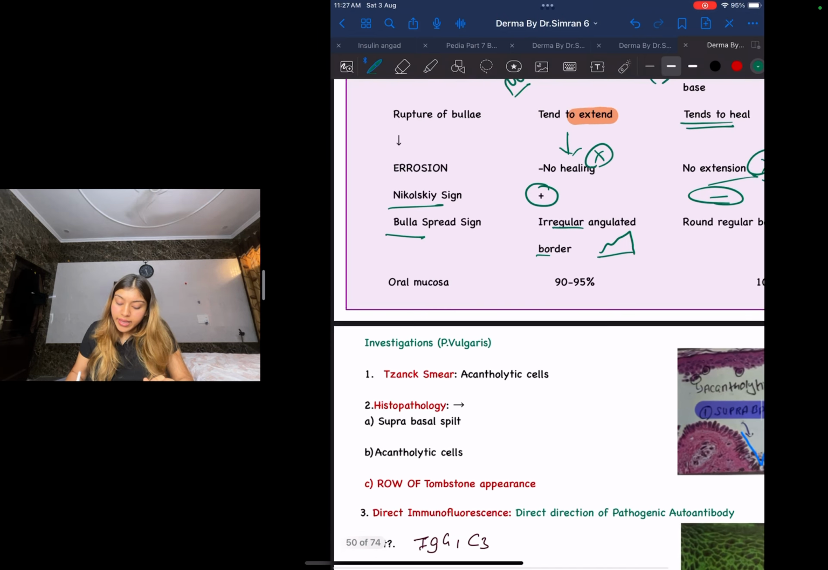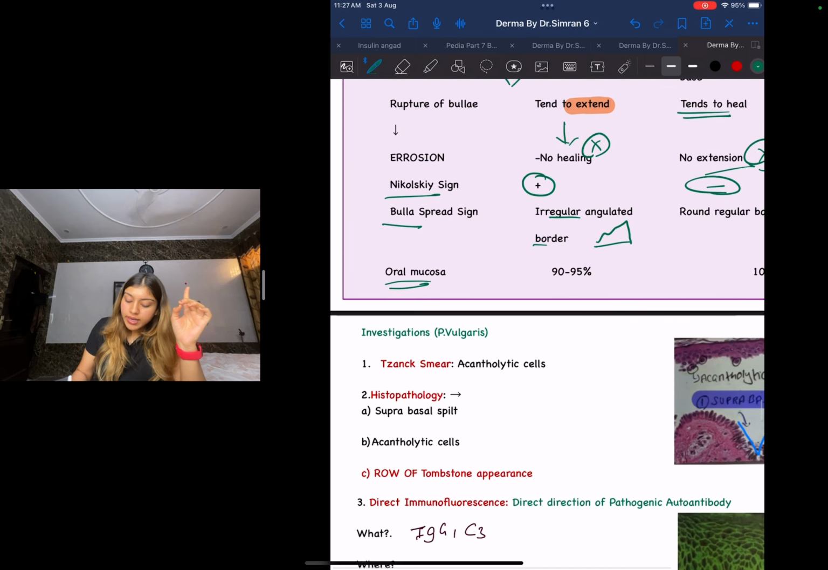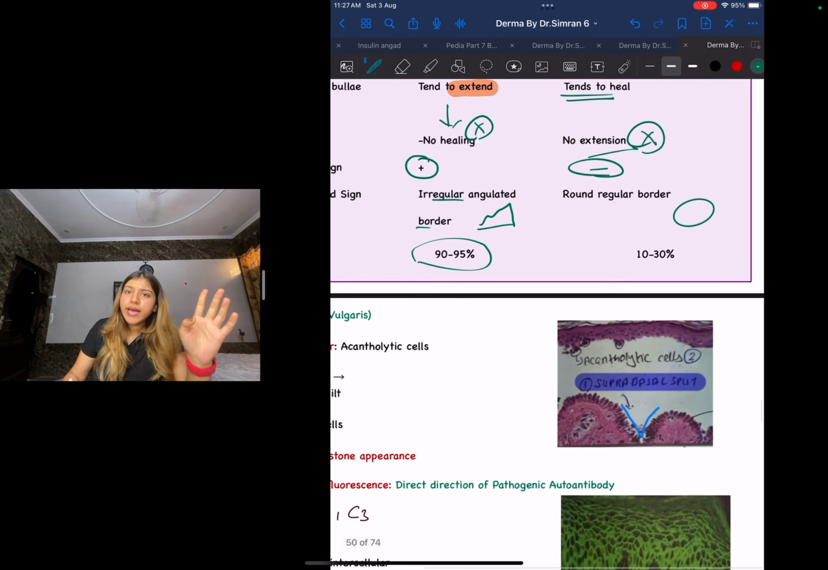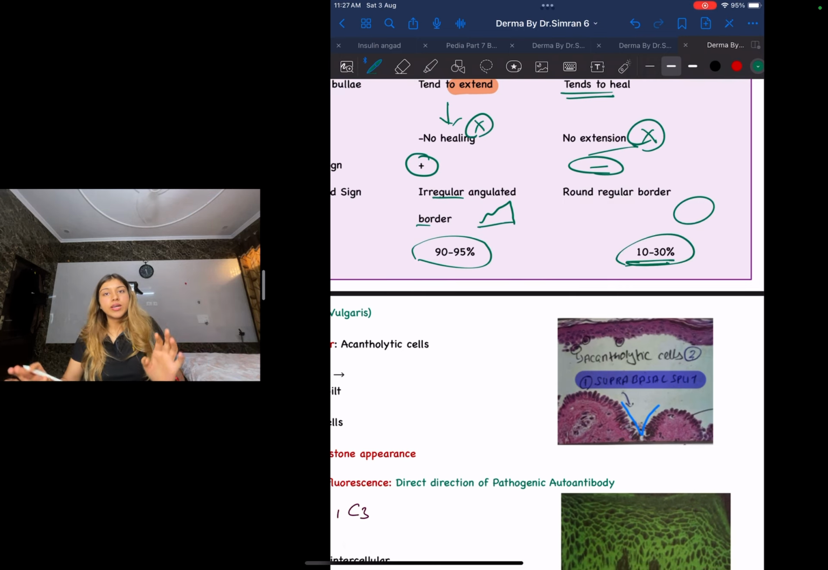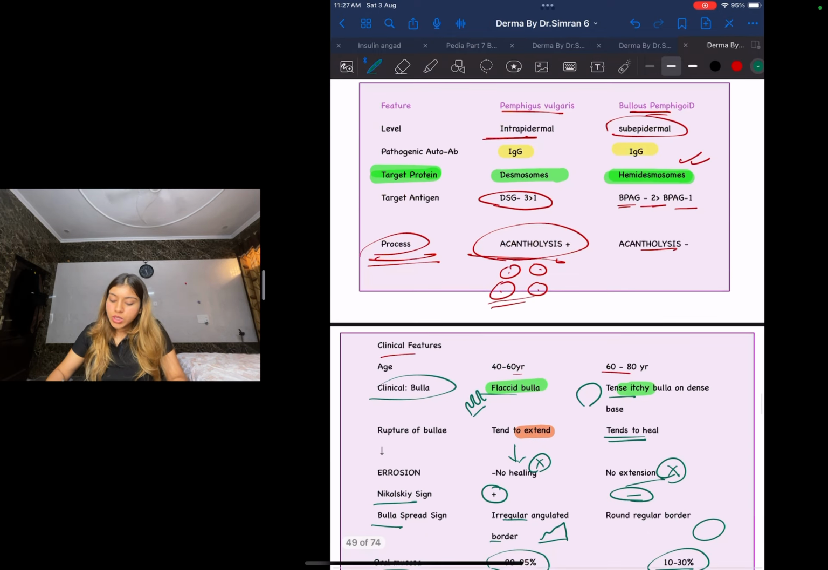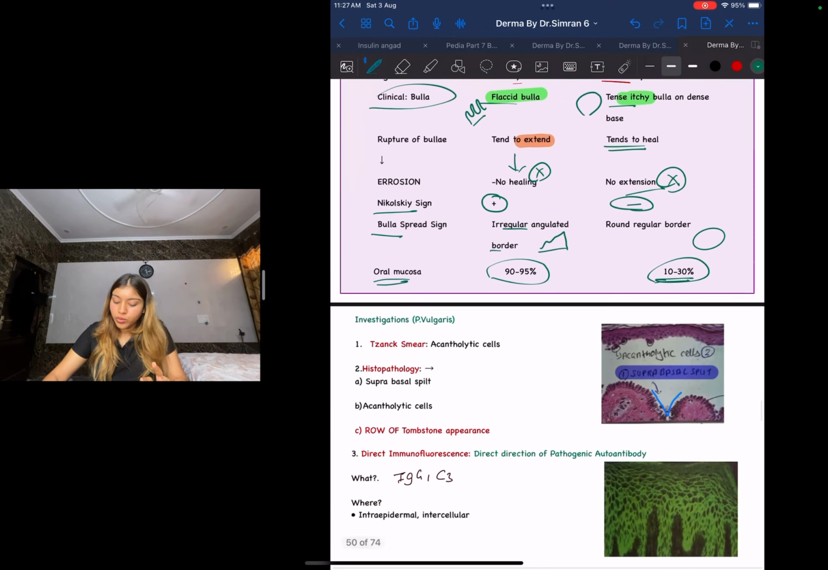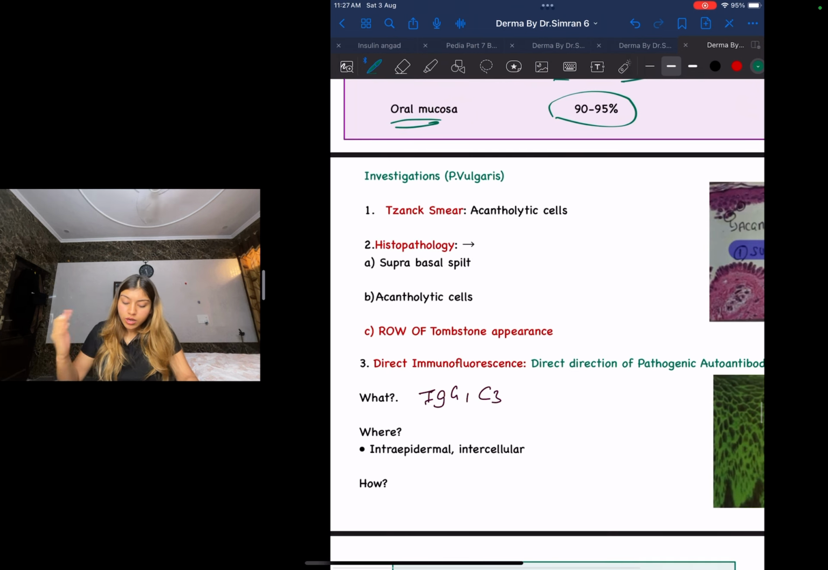Now again guys, as mentioned earlier, with desmoglein 3 at high concentrations, 90 to 95% of patients will come with oral mucosal lesions. Whereas guys, in bullous pemphigoid, you will only get 10 to 30% of the patients coming with oral lesions. Understood? I hope you have understood these two tables, revise it and correlate. Now guys, let us look into a little of investigations.